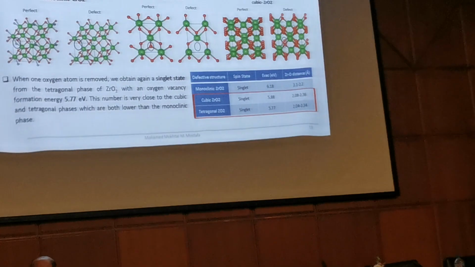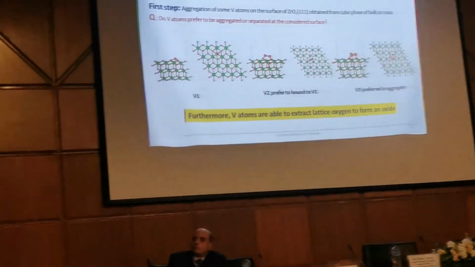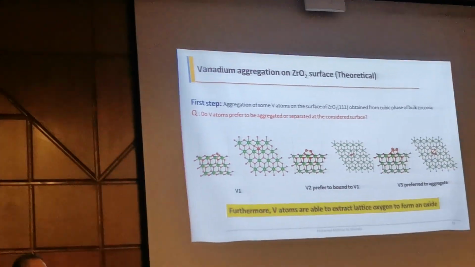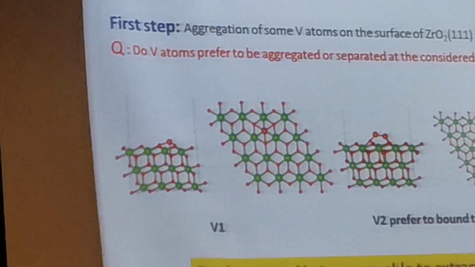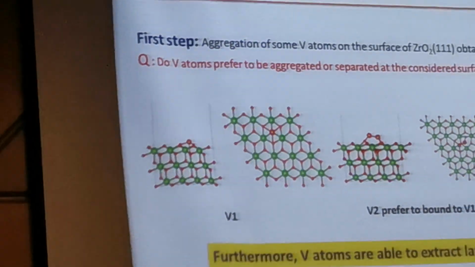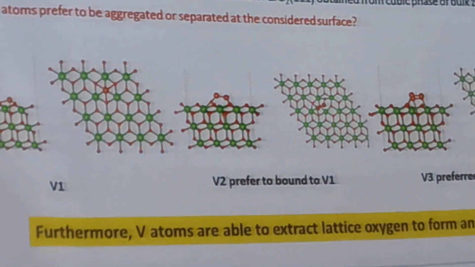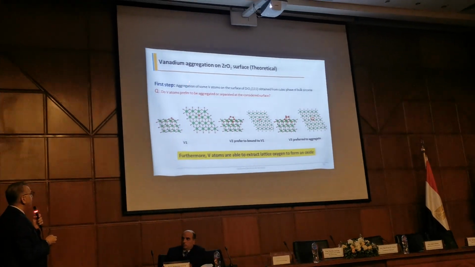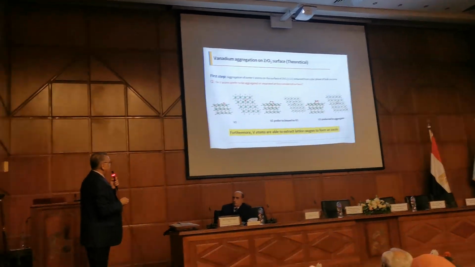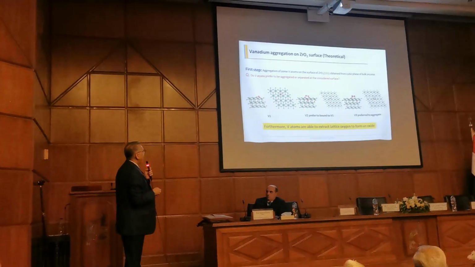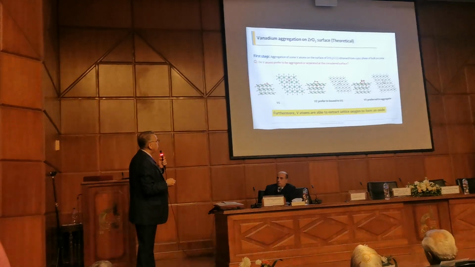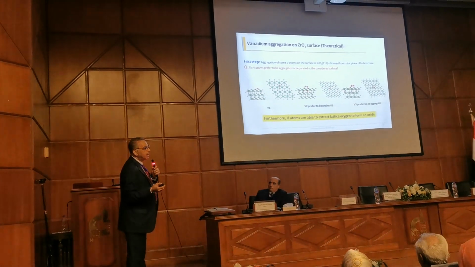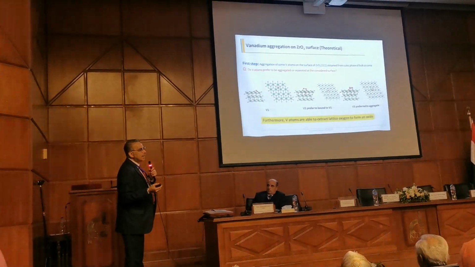Now what about the active species on the surface? Regarding oxidative dehydrogenation, we are comparing our work to the people who already did the oxidative dehydrogenation. What's the most active catalyst used? They are using vanadium pentoxide or vanadium material. So again, the question: how will vanadium be dispersed on the surface of the monoclinic zirconia?